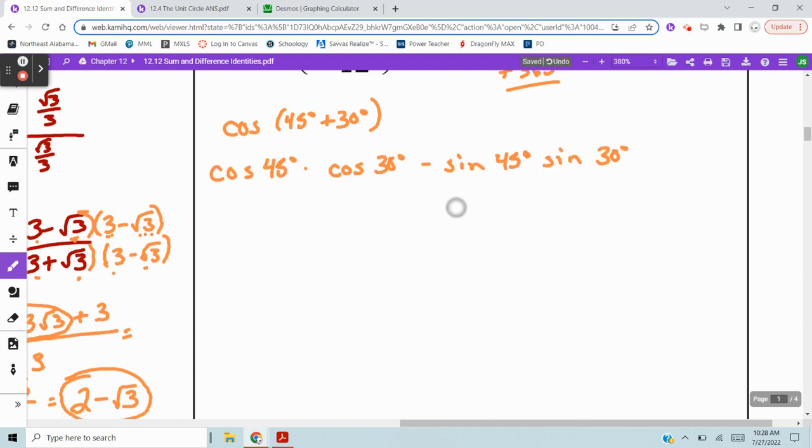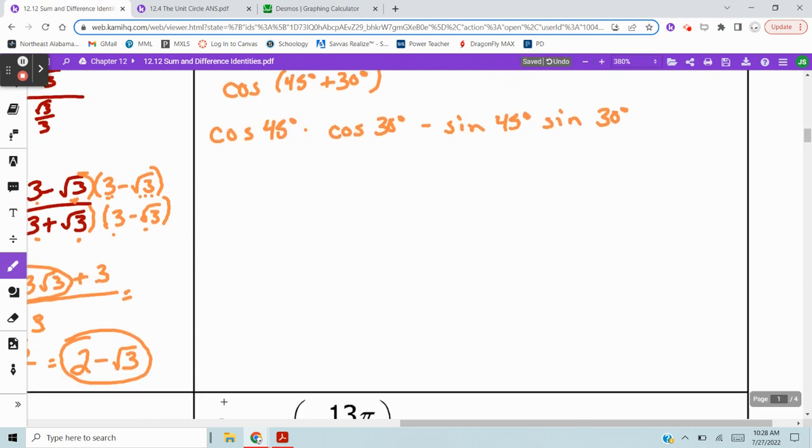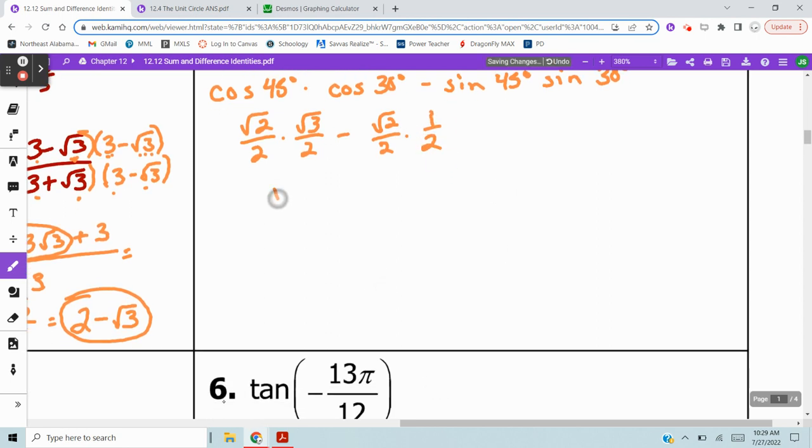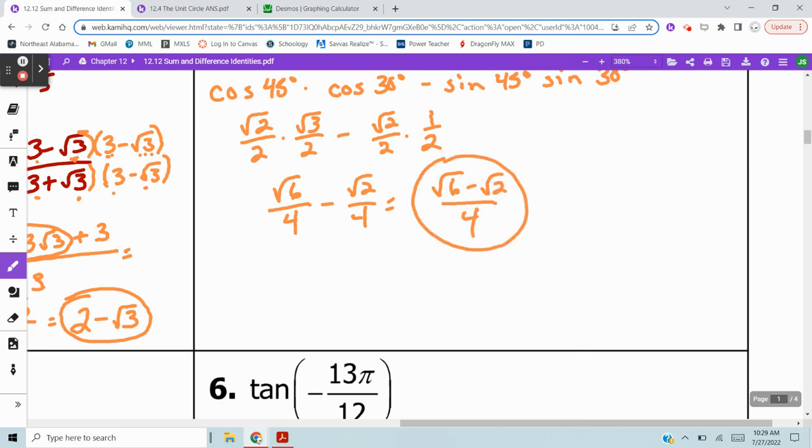And all of those values are super simple values to find because they're all first quadrant. So cosine 45 is root 2 over 2. Cosine of 30 would be root 3 over 2. Minus sine 45, also root 2 over 2. Sine of 30 is a half. Now you're going to start noticing that a lot of these answers look very similar. Multiply tops, multiply bottoms. Same thing here. And you actually get, on the other ones, I think we got root 2 minus root 6. And on this one, we get root 6 minus root 2, all over 4. There's your common denominator.